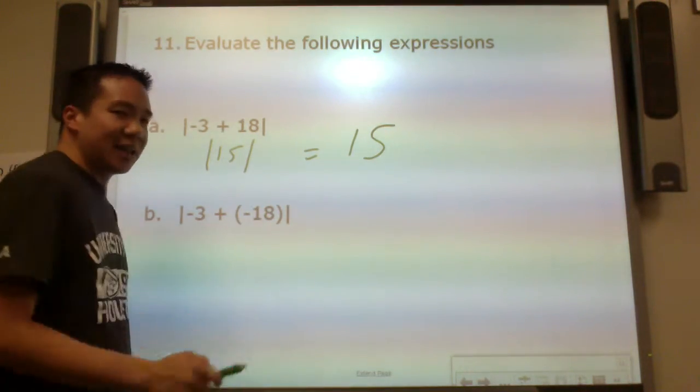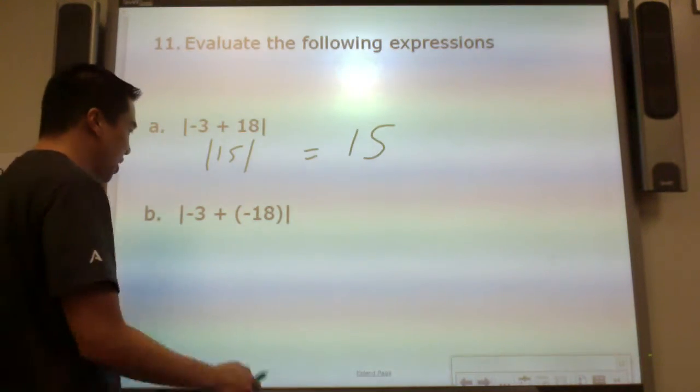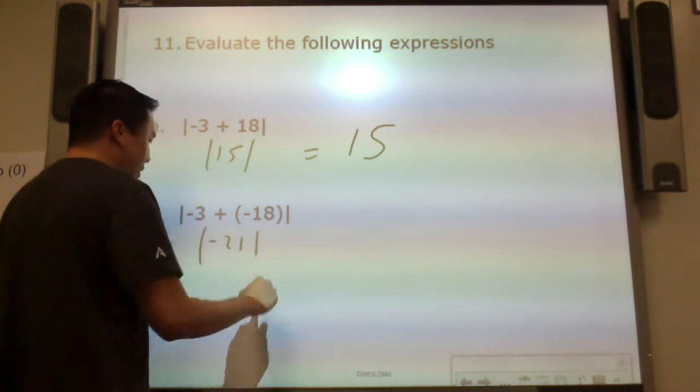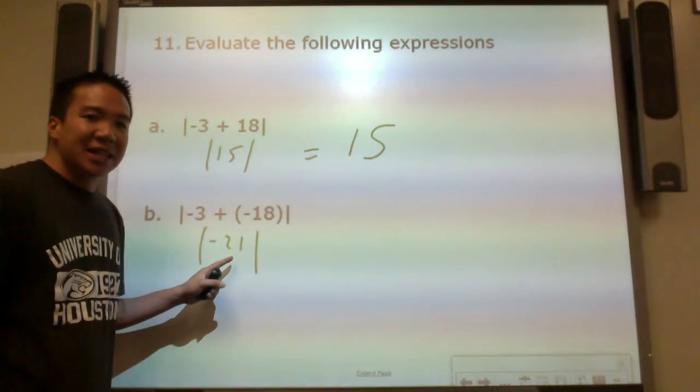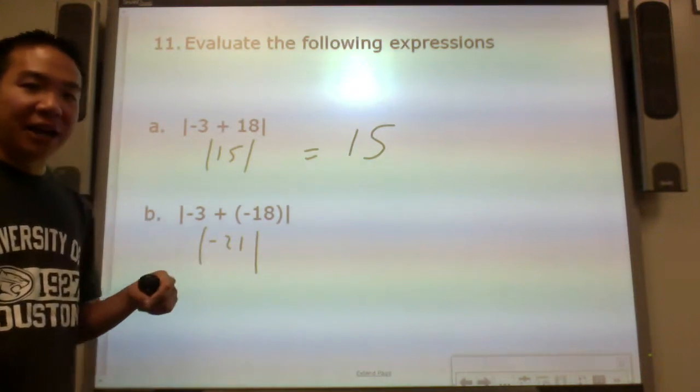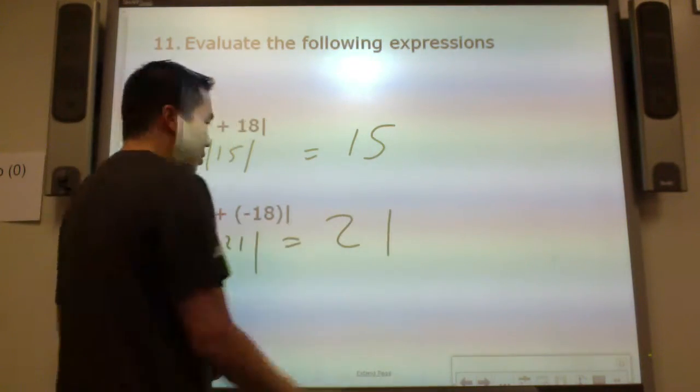I have 3 negatives. I'm putting it with 18 more negatives. Are there any 0 pairs? That's a lot of negatives put together. That's 21 negatives. But how far is negative 21 on the number line from 0? 21 units away. So the answer is 21.